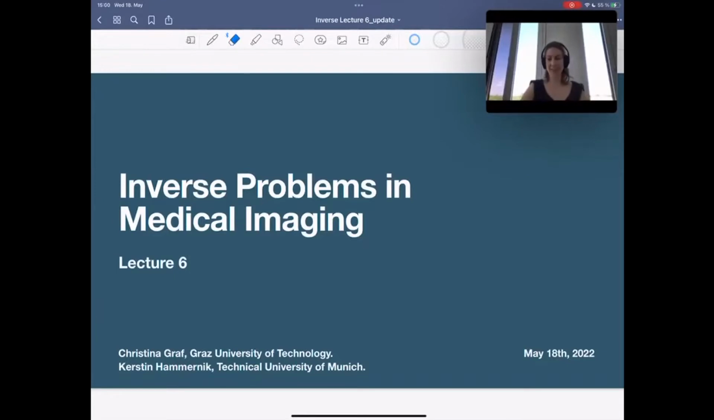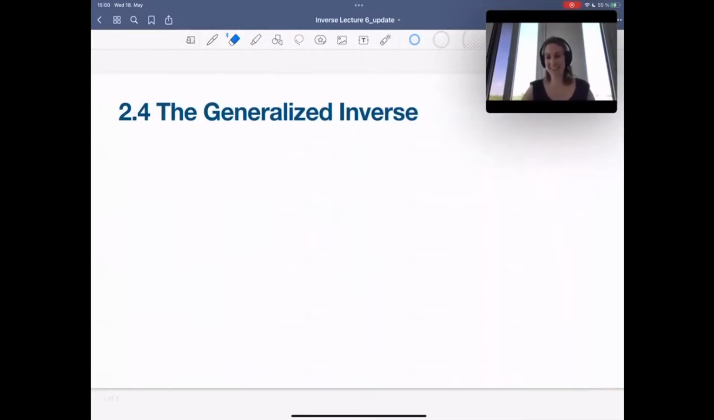Welcome to another lecture. It's our 6th lecture on inverse problems in medical imaging. We are doing something very exciting today, which is the concept of the generalized inverse, which actually allows us to put together everything we have learned in the lecture so far. So it provides a general concept of solving any inverse problems.